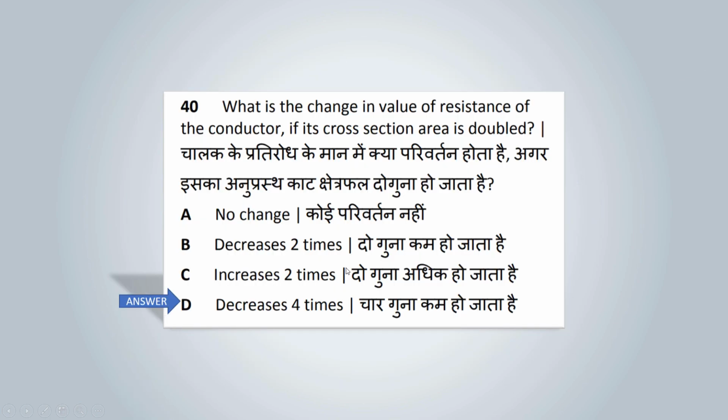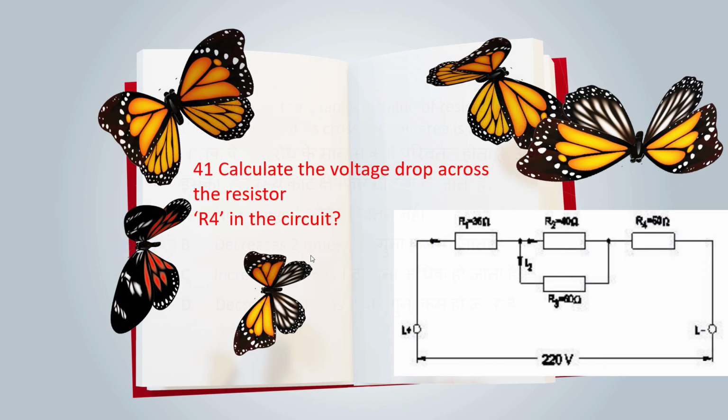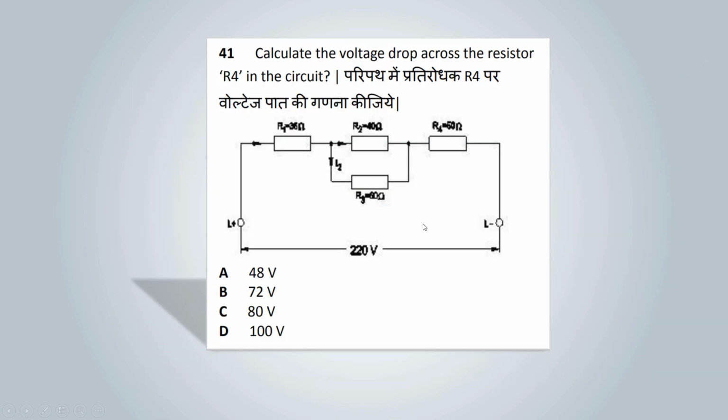Calculate the voltage drop across the resistor R4 in the circuit. So friends, this is the series circuit. To find the voltage across the R4 resistor, we use the formula V equals I into R4. This is a series circuit. The answer is 100 volt, meaning V1 plus V2 plus V3. V3 equals I into R4.